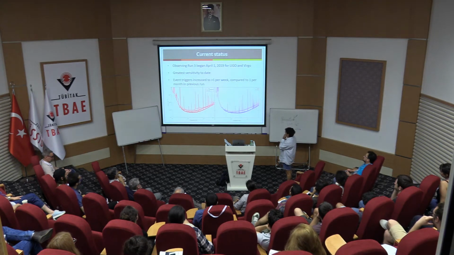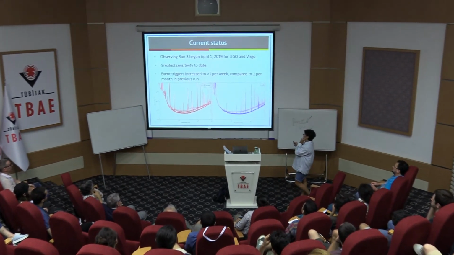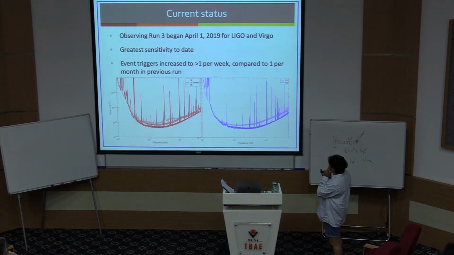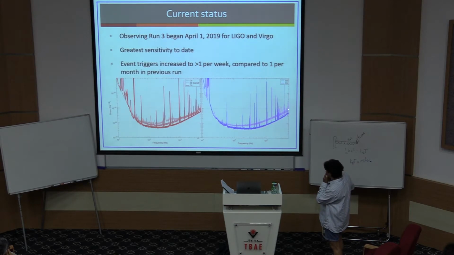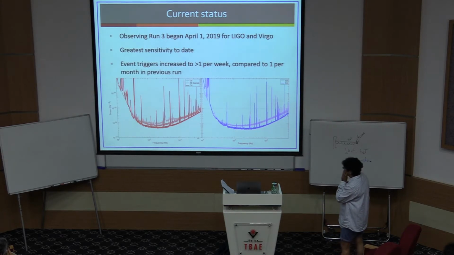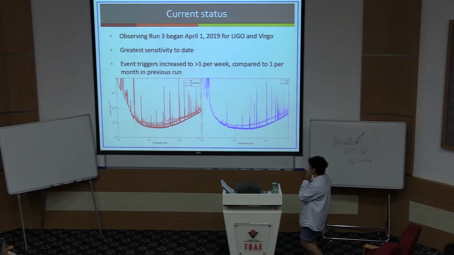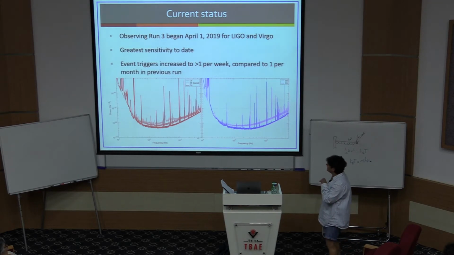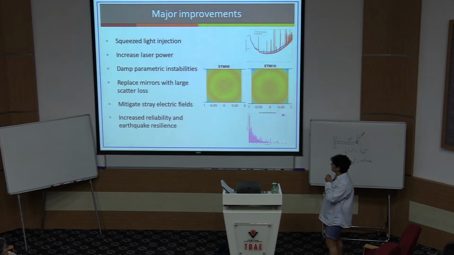So the current status is that Observing Run 3 began in April 2019 for both LIGO and Virgo, and they have the greatest sensitivity yet. Virgo, I meant to, and I forgot to put in a plot of the Virgo sensitivity, but here are the LIGO detector sensitivities. You've seen this curve already. This is what we had for O2 versus what we have for O3 in Louisiana and in Washington. And I already told you that we have event triggers of roughly one per week compared to one per month. So this run will continue on through May of next year.